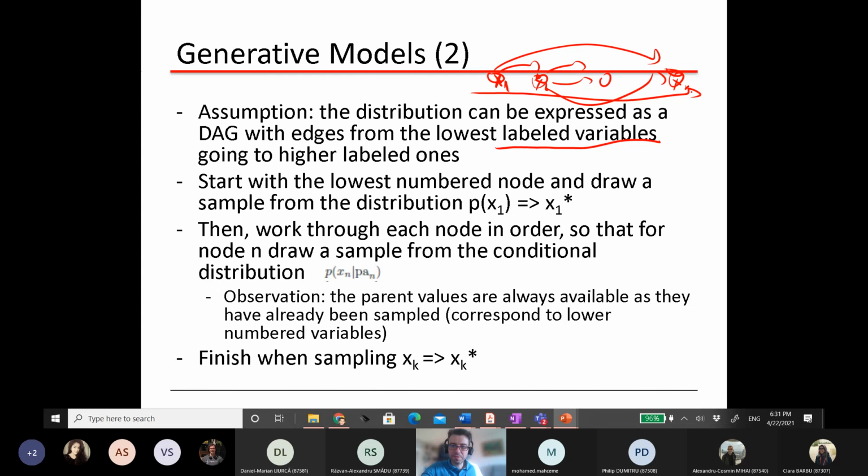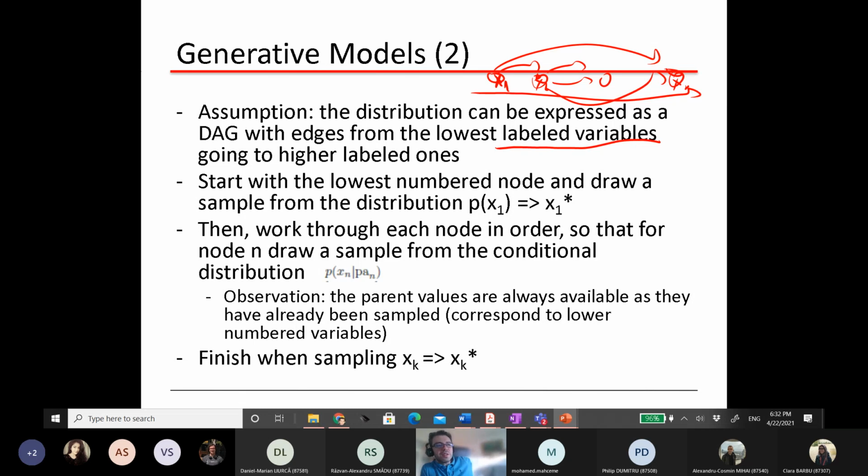This will be the last one, x key. And what this algorithm says, this is called the ancestor sampling algorithm. It says start from the lowest number random variable, x1, and for sure x1 doesn't have any in edges, otherwise this graph wouldn't be a DAG. Because it doesn't have any in edges, it isn't conditioned on any other random variables. Therefore, we know its distribution, it's P of x1, conditioned on nothing. And we just sample from this distribution.